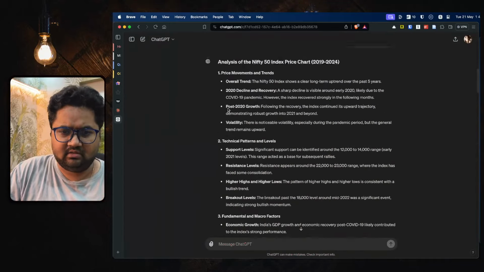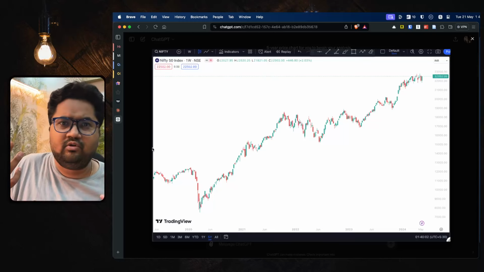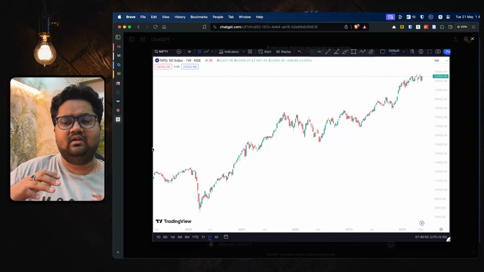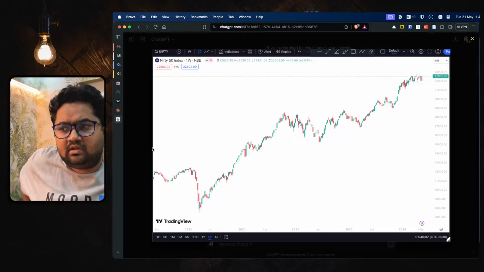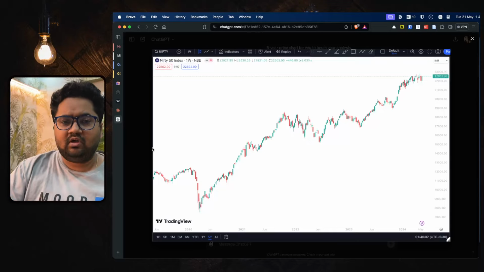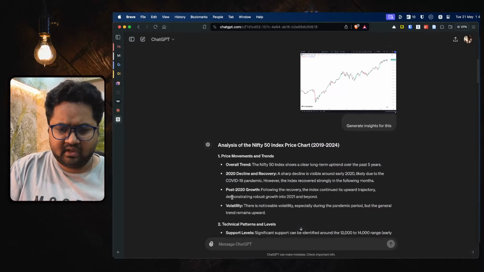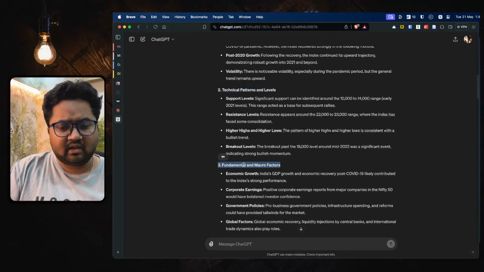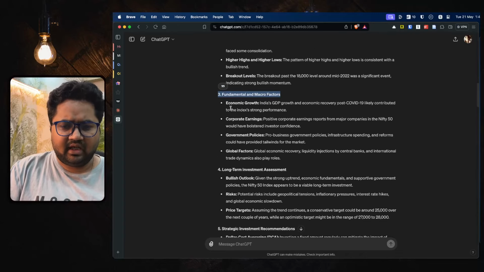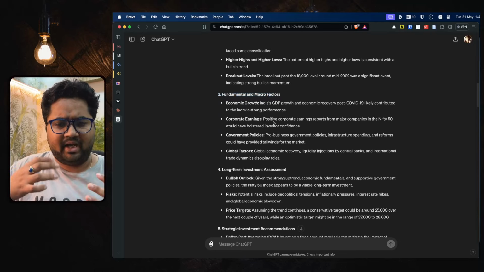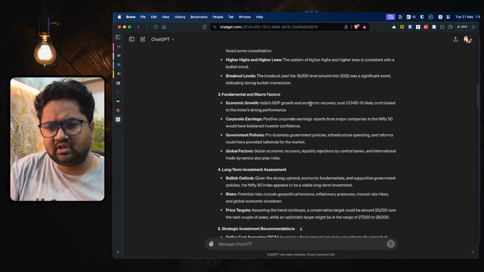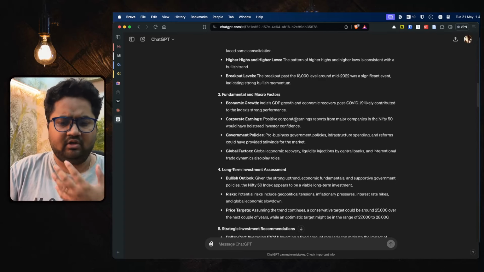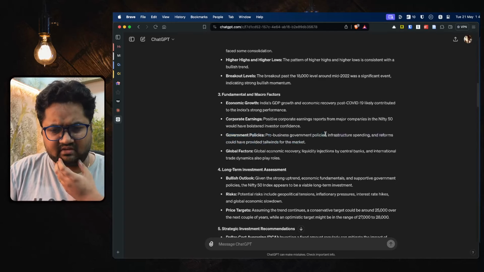But if you add more technical indicators, like you can add the volume, you can add RSIs and things like that, that will give it, I believe, a stronger way to assess data. And then what it has given me is analysis on price movements and trends, technical patterns and levels, fundamentals and macro factors. And it's giving me quite a good macro view, which is India's GDP growth and economic recovery post-COVID likely contributed, government policies, infrastructure spending.